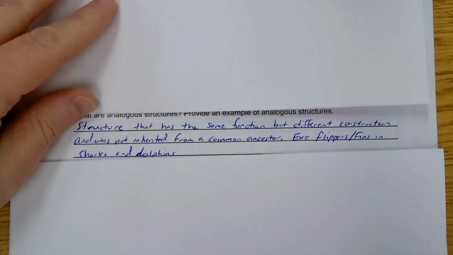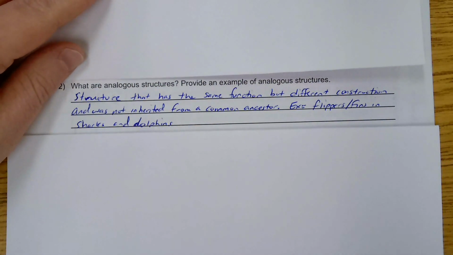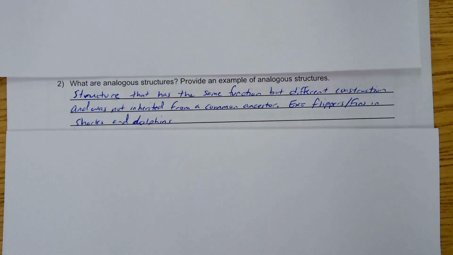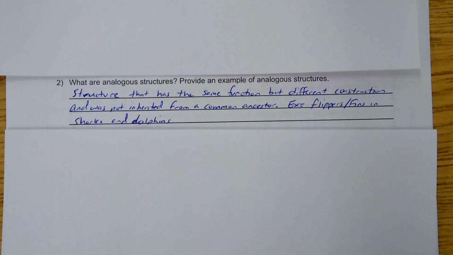Now, 2 says what is an analogous structure? Well, an analogous structure provides an example, and provide an example, right? So the structure that has the same function but different construction and was not inherited from a common ancestor. We talked about a couple of different analogous structures in class, but the biggest one is like flippers and fins of sharks and dolphins. But another one might be like the wings of a butterfly or any other insect compared to the wings of a bird. Those two structures are analogous. They don't come from the same original structure. They actually come from two different structures that are converging together to do a similar property.